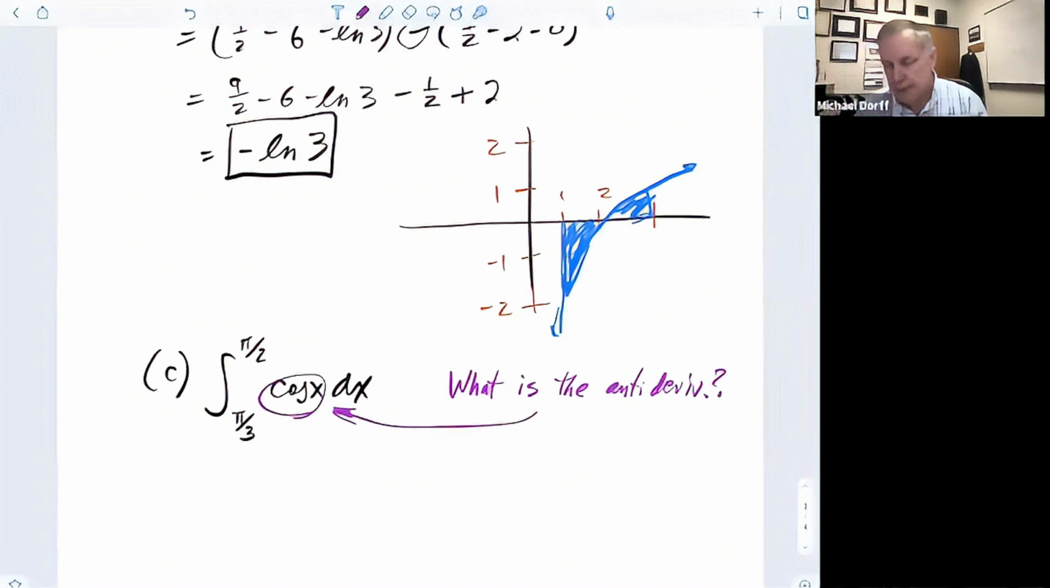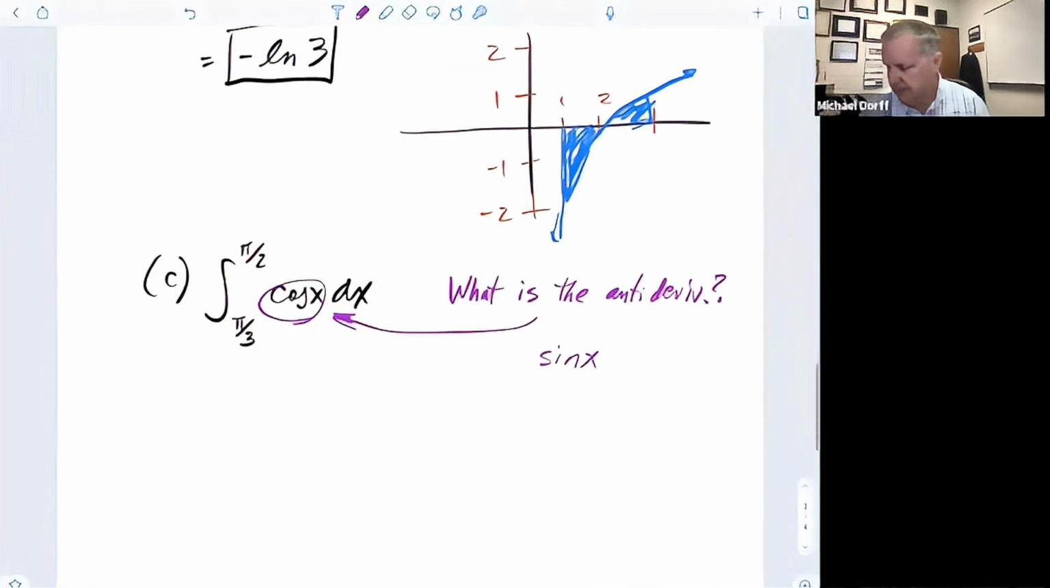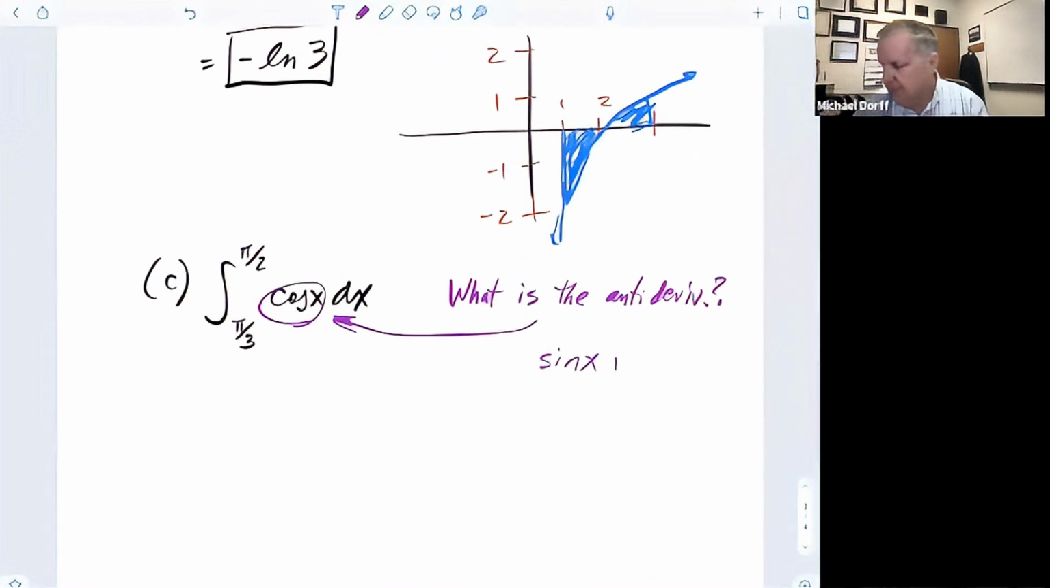All right, well, we just need to remember that the antiderivative of that is sine x plus c. But again, I don't need to do the plus c because it's a constant, and the constant will cancel out when I put the terms in there. Just to make sure you all see that, I'm going to do it one more time and put the plus c in there so you see that it cancels out.